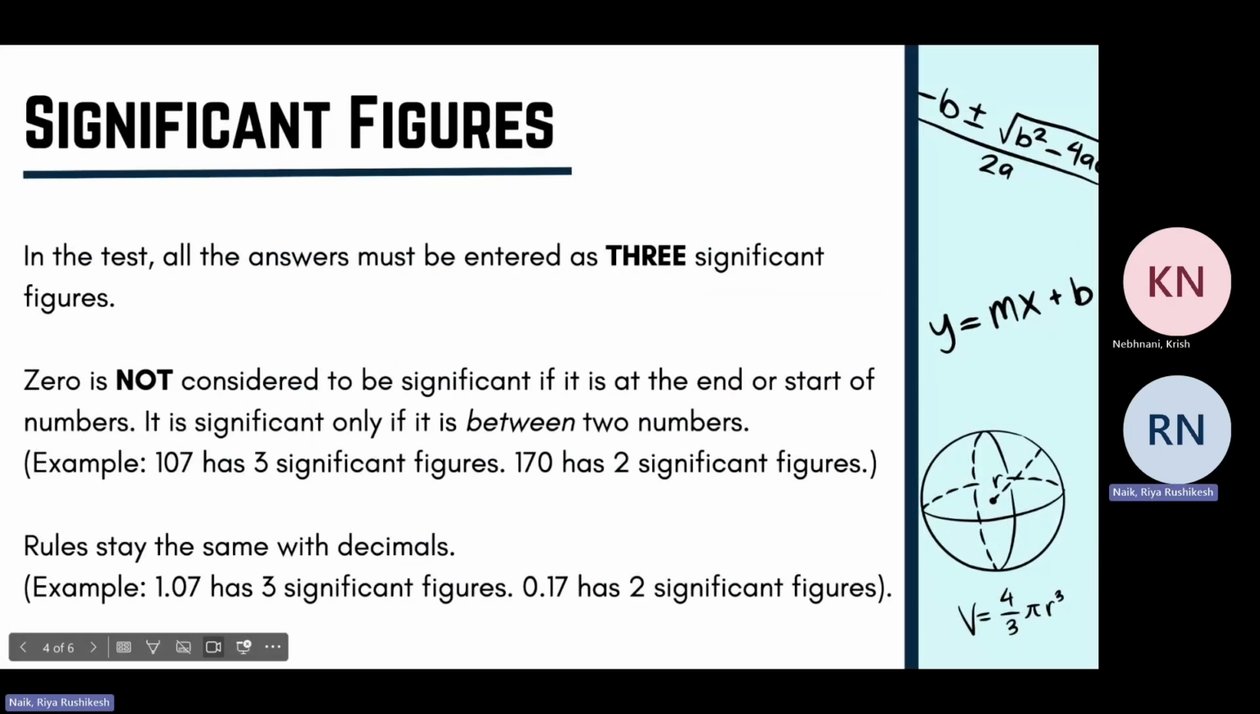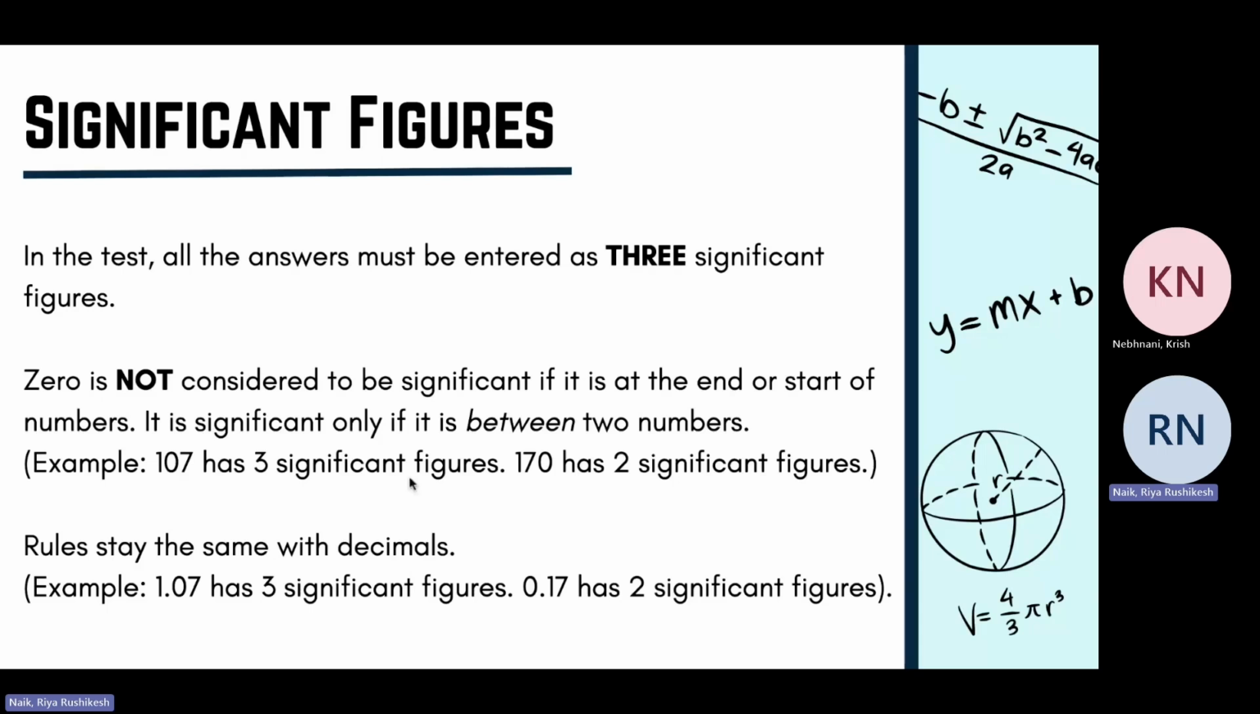Okay, so I'll be going over the significant figures. In all the tests, you must enter the answers as three significant values. And the important point to note over here is that 0 is not considered to be a significant figure if it is at the end or start of the numbers. I will go over the example so that you understand this part better. It is considered significant only if it is between two numbers so that it affects the value in that sense.